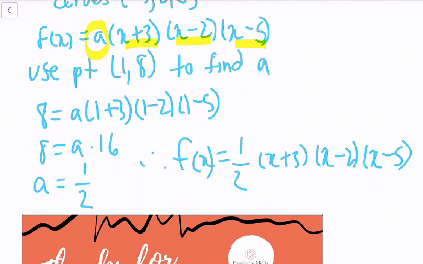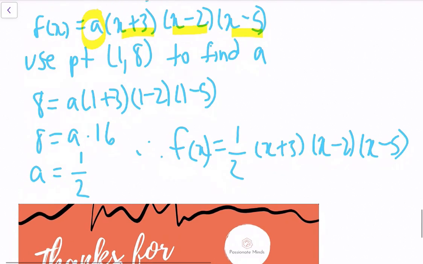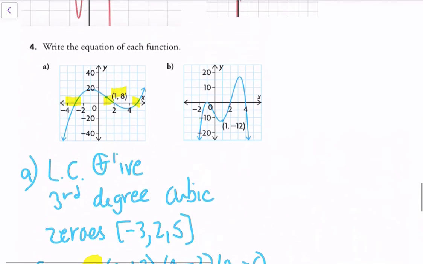So it's quite simple. We solve these, we isolate everything out. We get 16 times a is equal to 8, so a is equal to a half, and that gives us our overall function. f(x) is equal to one half times (x + 3) times (x - 2) times (x - 5). And so that's it for this section.